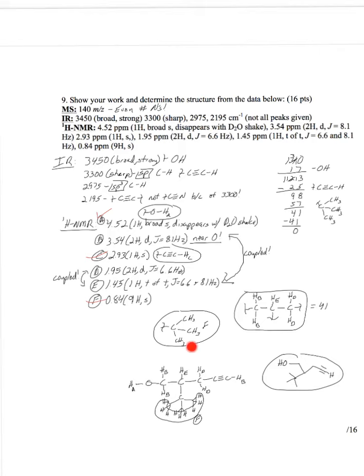So now we have our pieces. We have 1, 2, 3, and 4. Now we've got to start putting these together, and we want to go back and look at the frequencies now. So this is the OH, so that's kind of going wherever. But this one at 3.54, that should tell you it's probably near an oxygen. Probably near that oxygen, that's HB. So let's put HB near that OH.